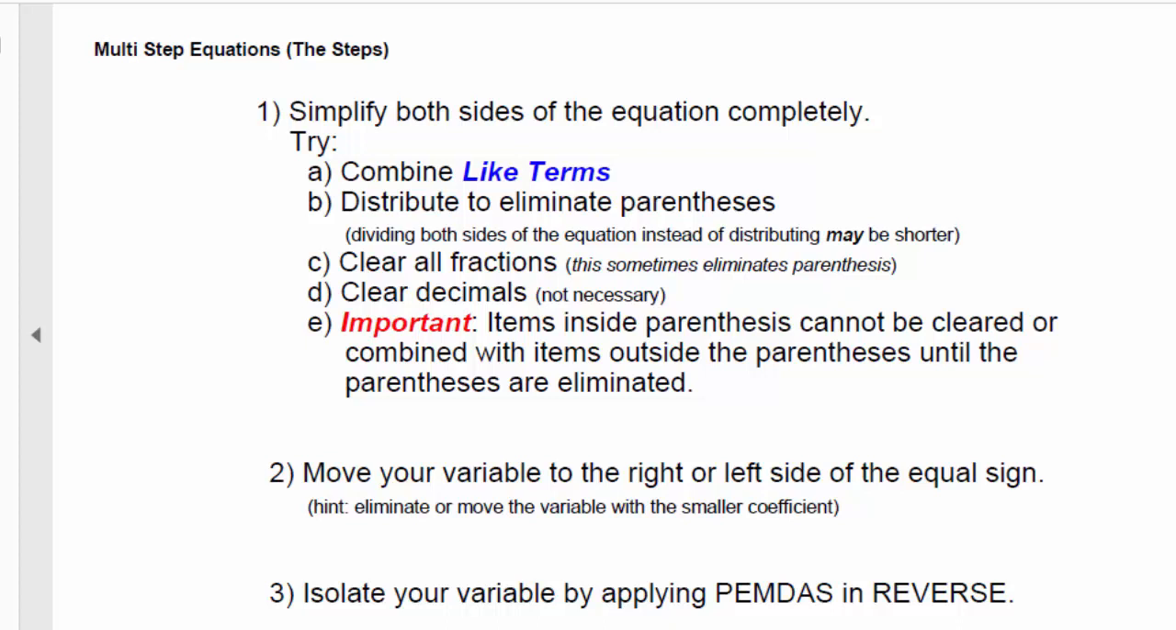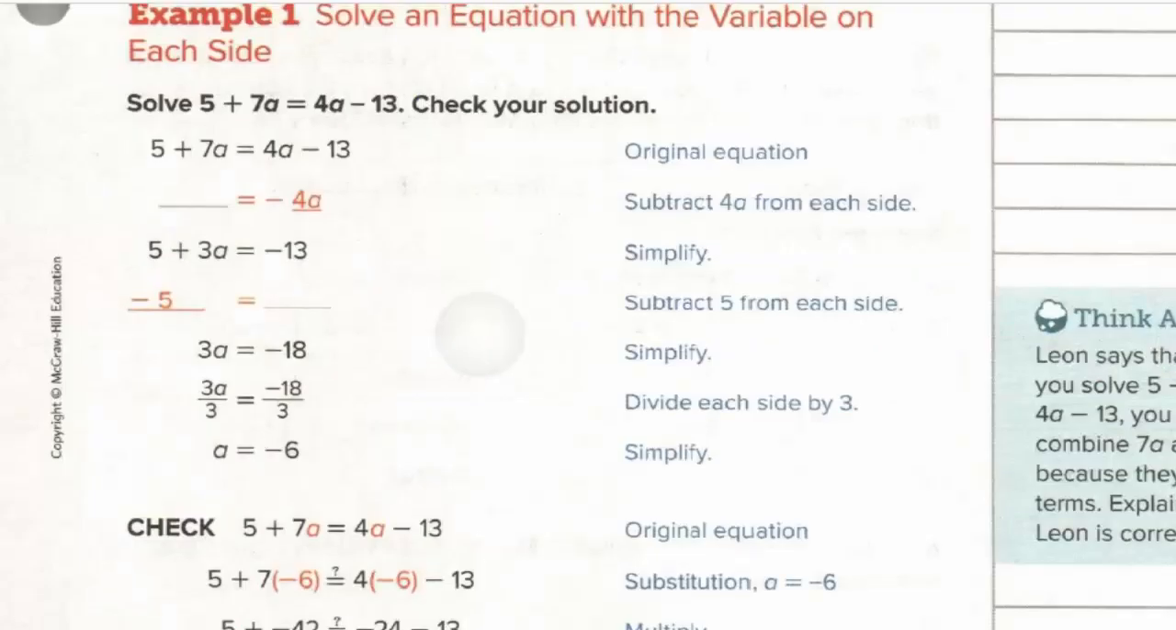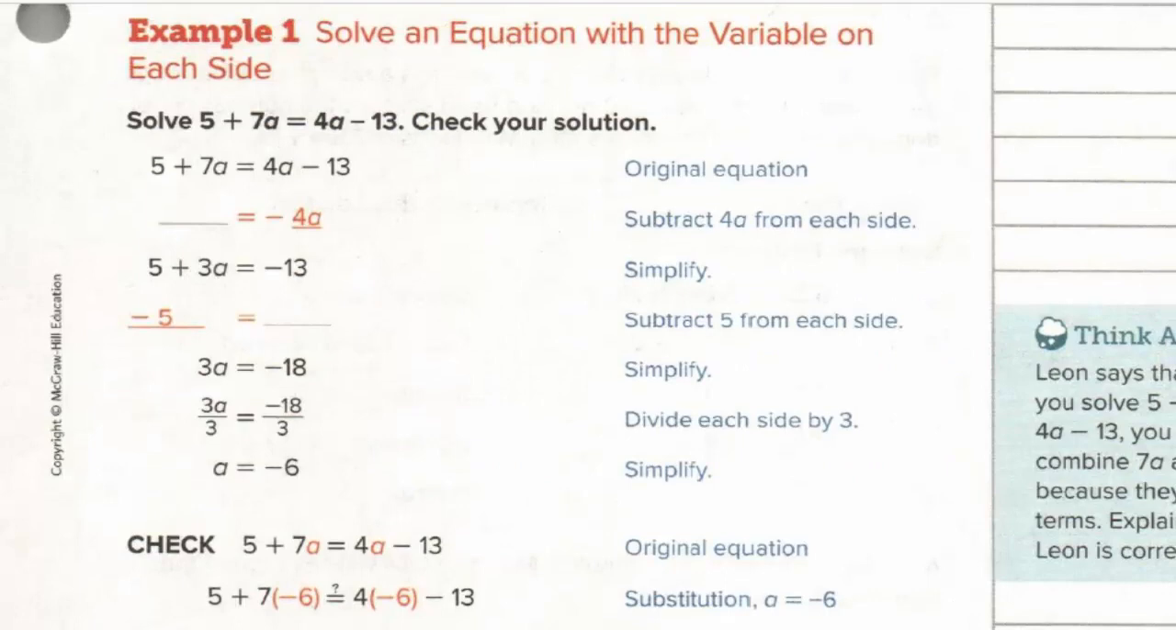Now, the majority of what we're going to be doing is going to be focused on step 2, which says move a variable. What we really mean by that is eliminate a variable from one side or the other. And then step 3, which is isolate that variable using reverse PEMDAS. Now, we will use a little bit of combining like terms from the top, distributing, and clearing fractions in today's video as well. Example 1, they want us to solve an equation with the variable on both sides.